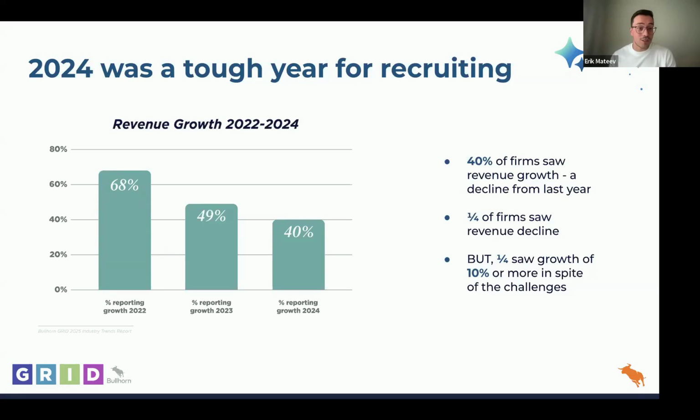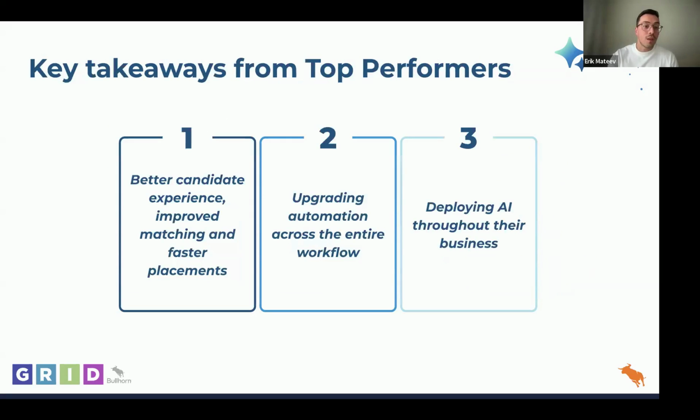However, despite the fact that markets are tough, there are still a lot of companies that manage to outperform the market. So here's what those top performers did differently. They focused on improving the overall candidate experience. They focused on being better at matching candidates to jobs and on reducing the time it takes them to fill a vacancy. And they did that in a few different ways, primarily by upgrading their technology usage, more specifically on the automation side of things.